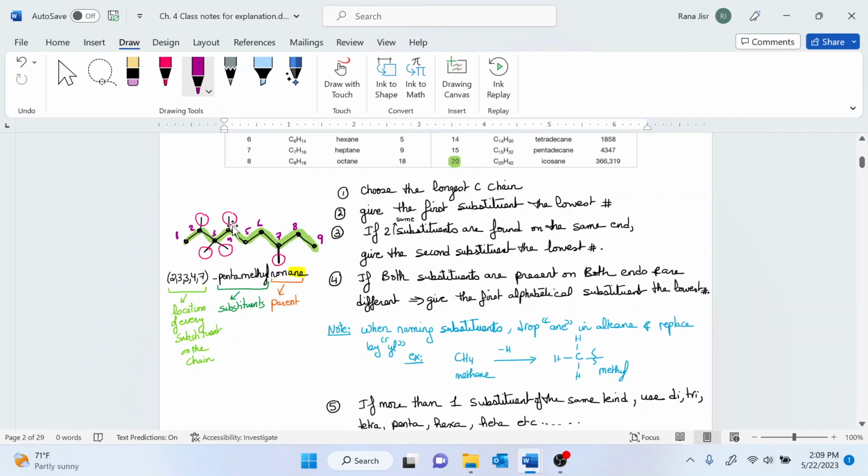And then since all of these are CH3s and I have 5 of them, then it's going to be penta. It's going to be a methyl, not a methane. A-N-E is always reserved until the end. It's going to be pentamethyl, and then the ending is going to be the nonane. Whatever comes before the parent name is the substituents. And again, every substituent needs to have a location. The location is represented by a number. So if you miss a number, this means that your naming is going to be wrong.